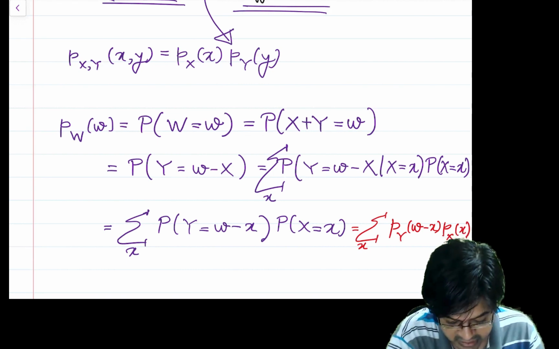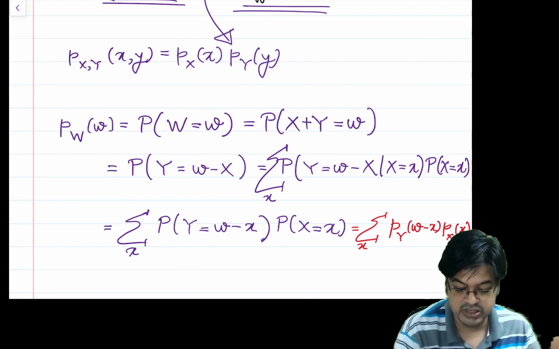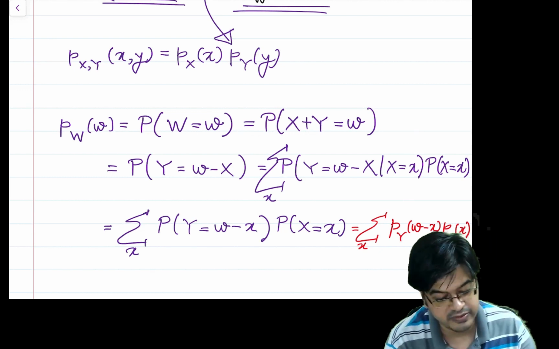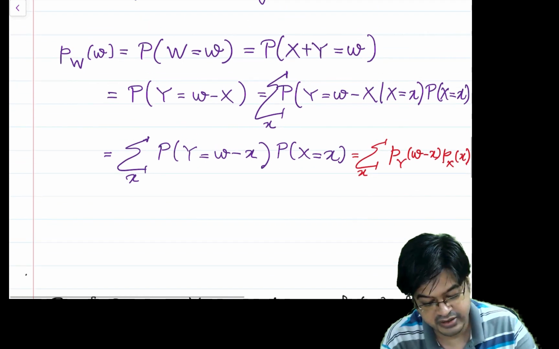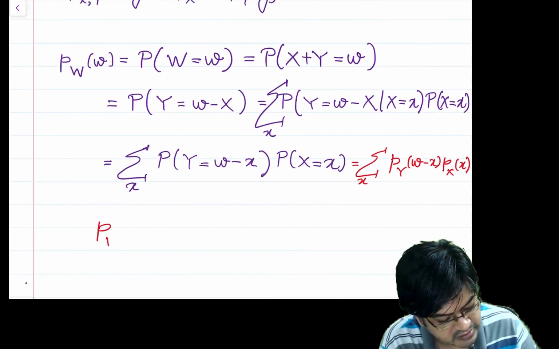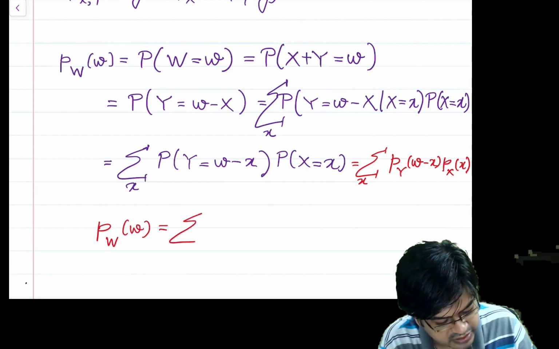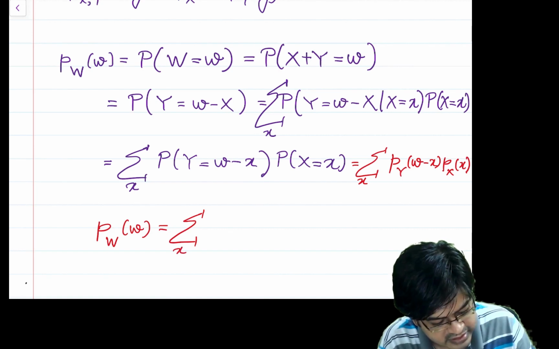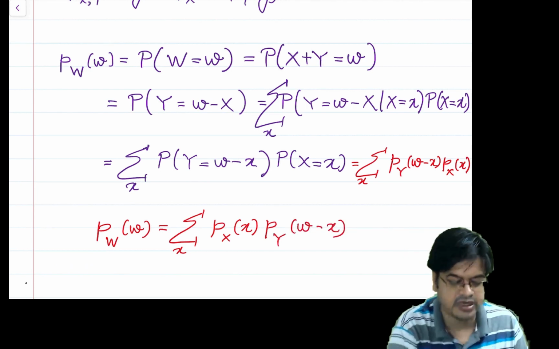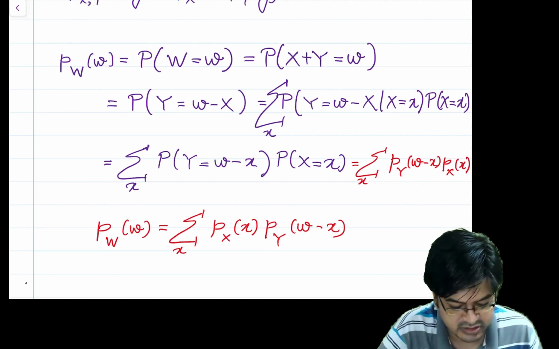So I got a formula. I need not worry about what is a PMF of x and what is a PMF of y. If I know that they are discrete random variables, then my formula says p_W(w) is equal to the summation over all x's of the probability mass function of x, times the probability mass function of y with argument w minus x. That's all.